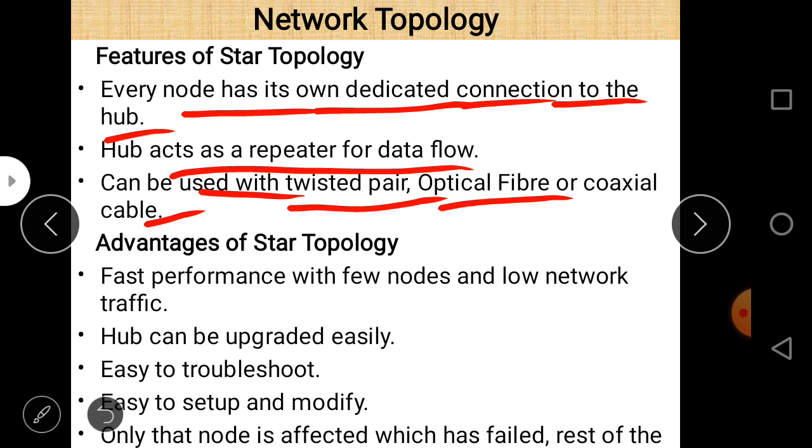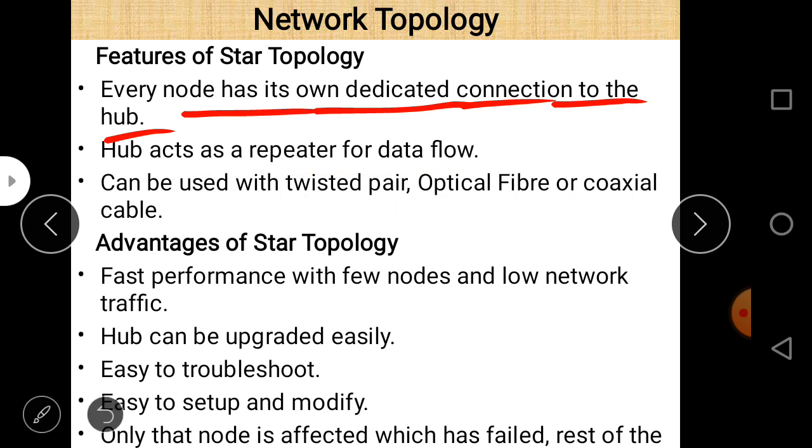First of all, there is a dedicated line. Second, hub acts as a repeater, and third, cables used in star topology may be twisted or optical or fiber optic cable. And these are the advantages of star topology.